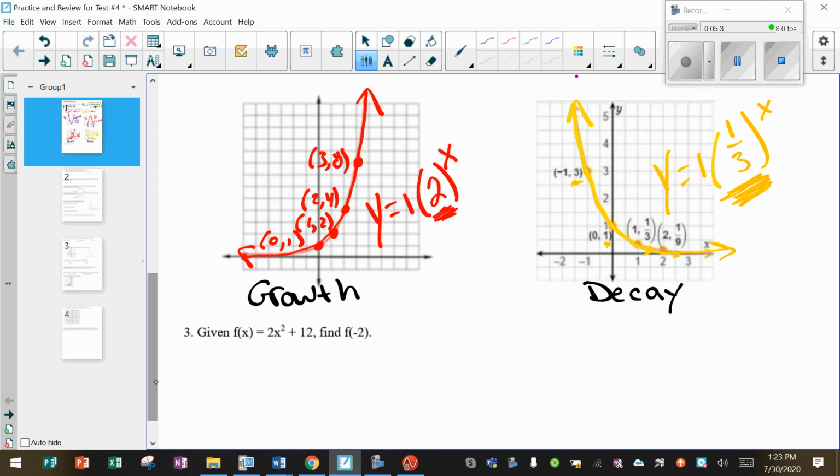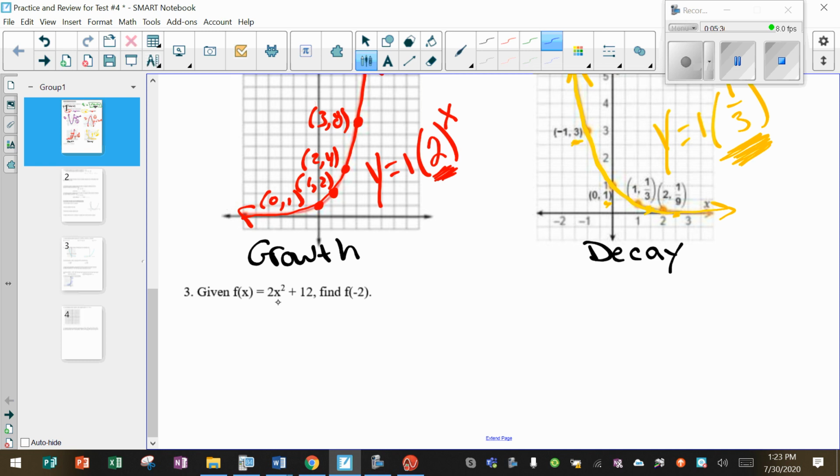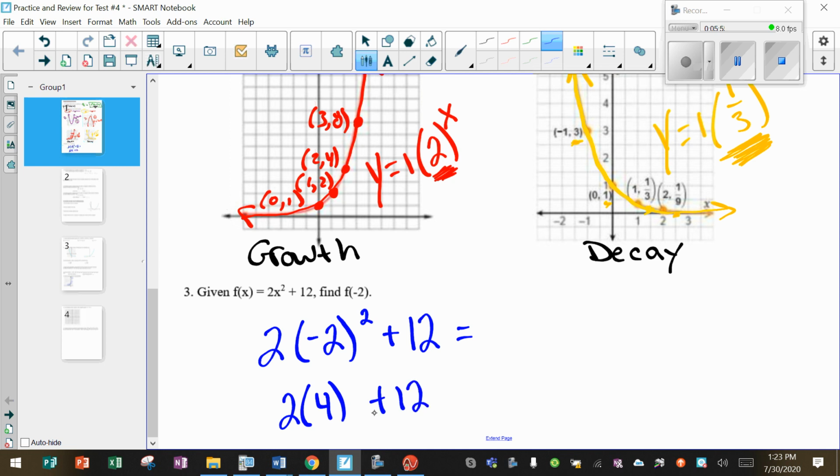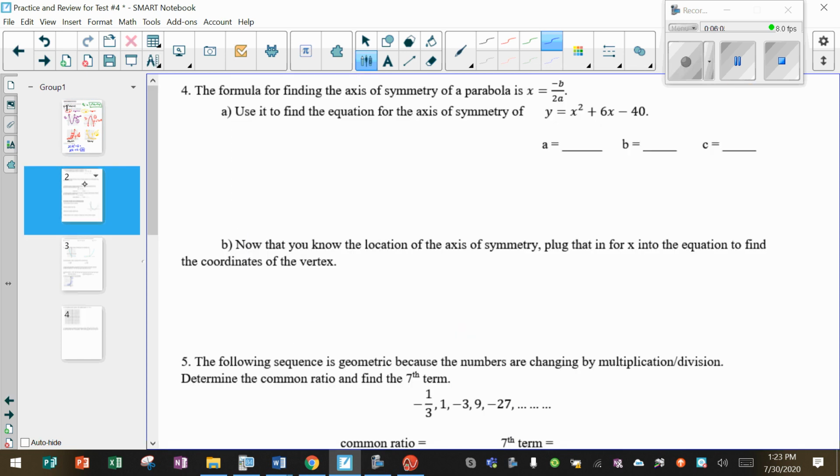All right, number 3. Given a function, 2x squared plus 12, find f of -2. This simply means plug in -2 where the x was, and then go to your calculator or do it by hand. So -2 squared means -2 times -2, which is +4. 2 times 4 is 8, and then 8 plus 12 is 20. And you could do that on your calculator as well, whatever is easier for you or whatever you have access to.